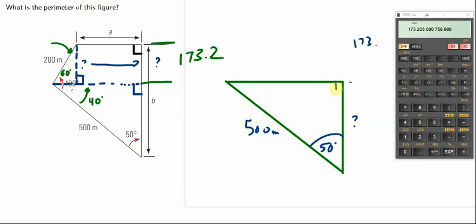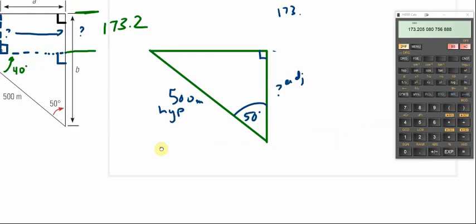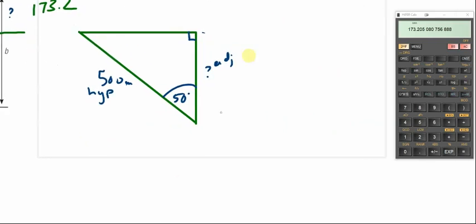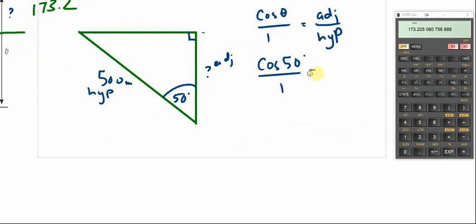I made this perpendicular. I have a right angle, and that must be the adjacent, because it's between those two angles, and this is still the hypotenuse. So relating those values, adjacent and hypotenuse, is cosine. Cosine of an angle over 1 is adjacent over hypotenuse. Cosine of 50 over 1 is the adjacent, which we don't know, over 500.